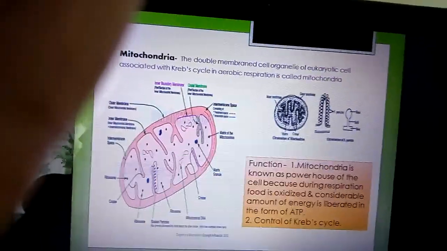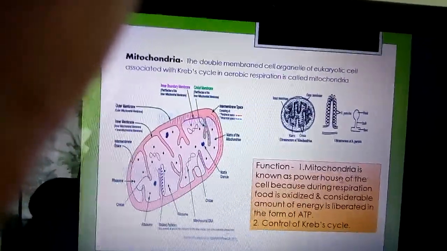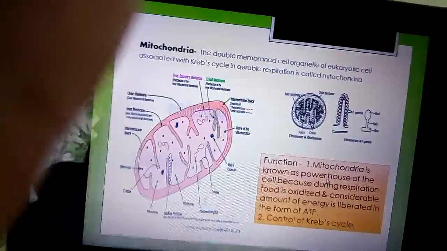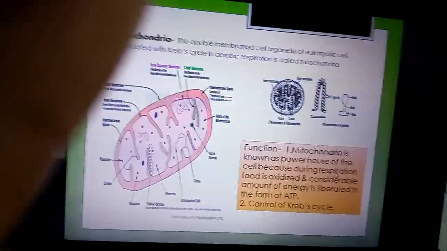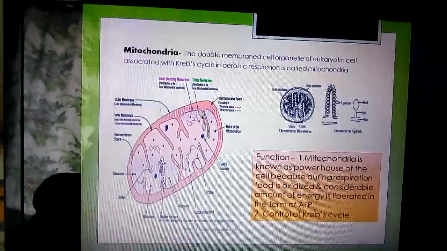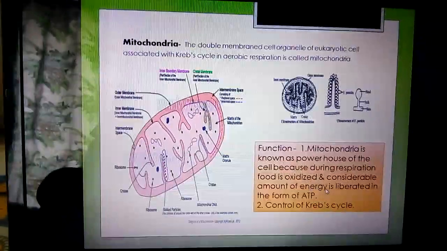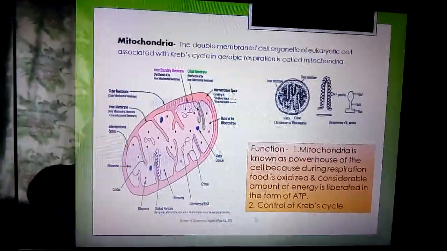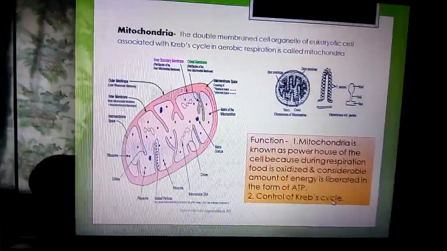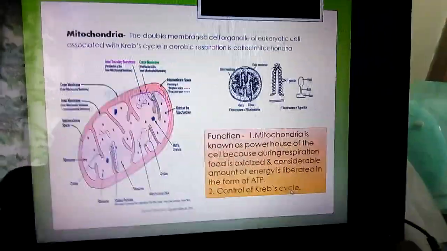Now know about the function of mitochondria. Mitochondria is known as the powerhouse of the cell because during respiration food is oxidized and a considerable amount of energy is liberated in the form of ATP. It also controls the Krebs cycle. That's all about mitochondria.